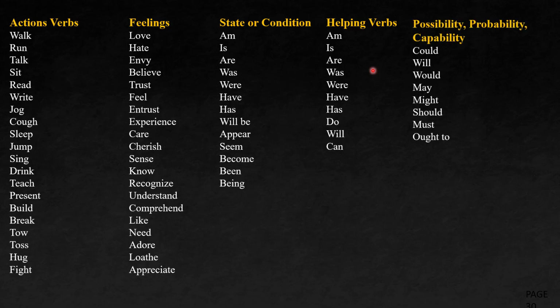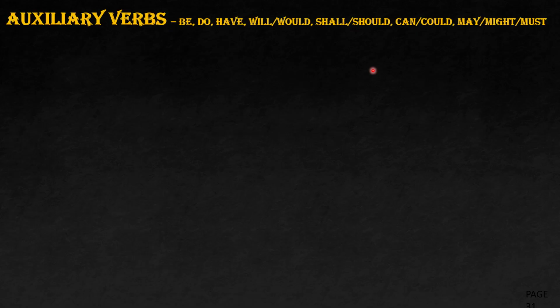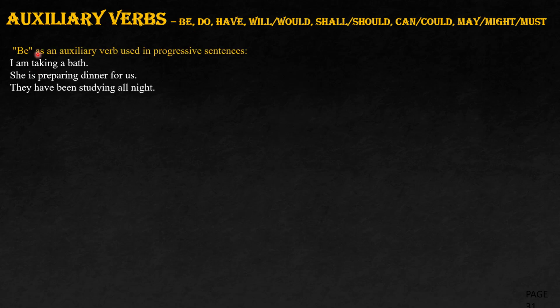Next one is possibility and probability. For example, could have, right? Will, would, may, might, should, must. Okay, so now we'll look at the auxiliary verbs, how we're going to use them and how we need to form the sentences. The first one is the be verb, how do we use it?